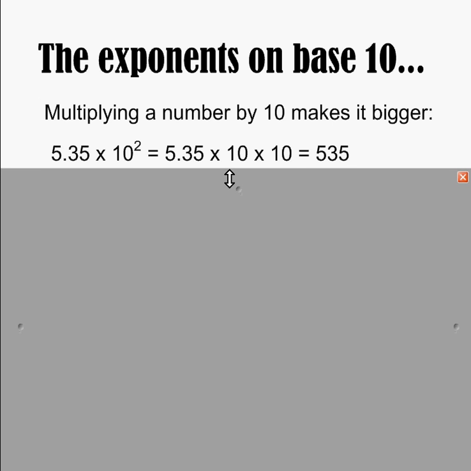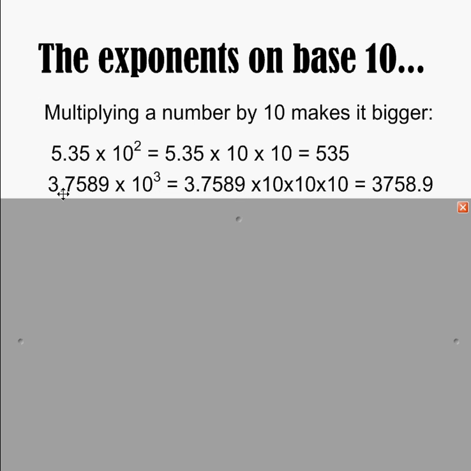Well, let's look at this number, 5.35 times 10 to the second. Well, that's the same thing as saying 5.35 times 10 times 10. So, not just by 10, but multiplied by 10 times 10. So that's actually a jump of 2 decimal places.